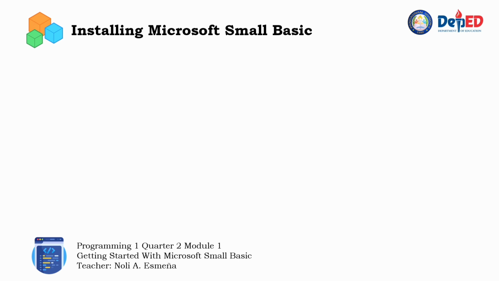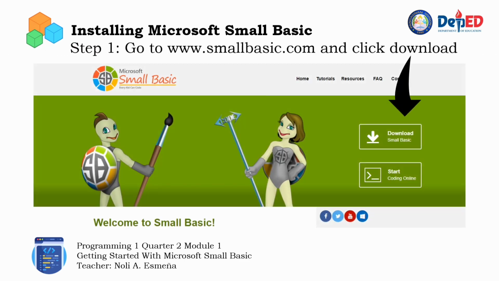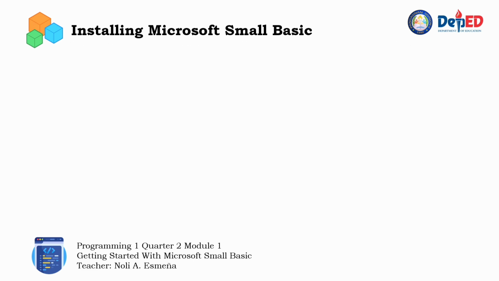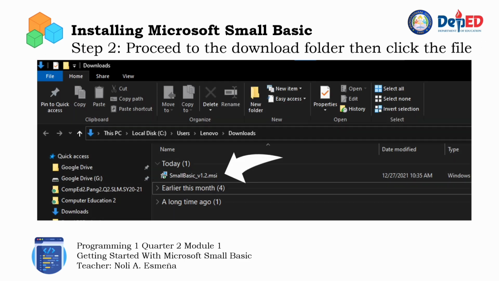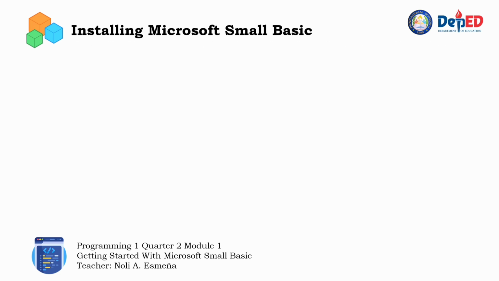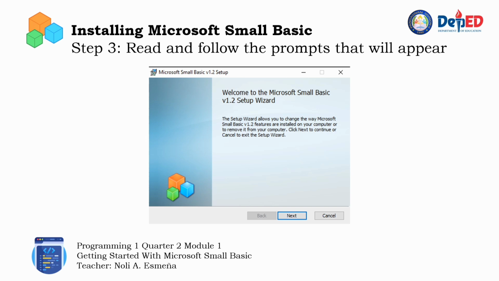First, let's install Small Basic on our computer. Step 1. Go to www.smallbasic.com and click Download. Step 2. Proceed to the download folder, then click the file. Step 3. Read and follow the prompts that will appear.